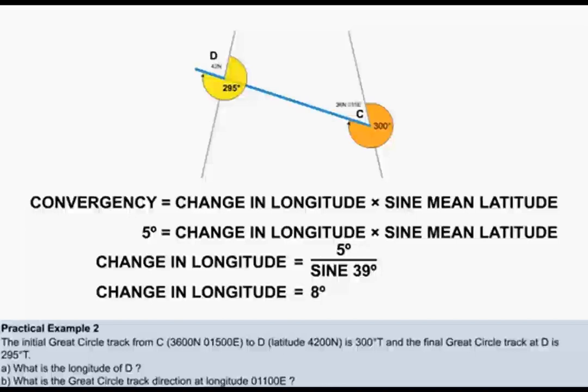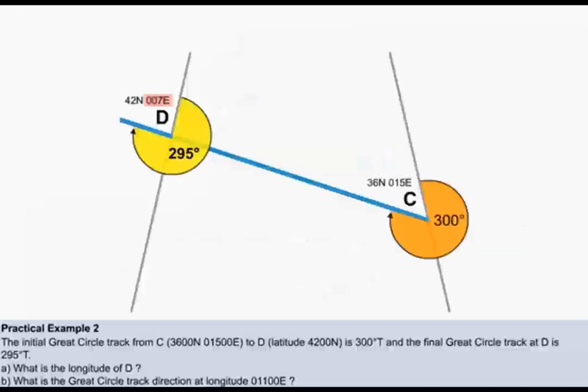The question has told us that the longitude of C is 15 east and D is 8 degrees further west. So what is the longitude of D? It's 7 degrees east. That's the first part solved.